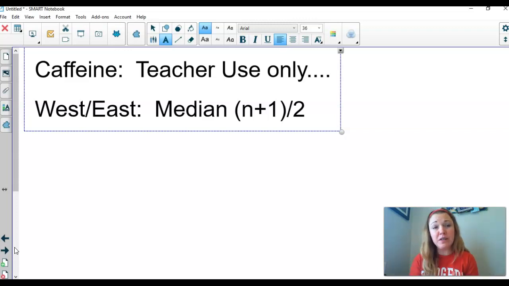The west versus east problem, the big one there that you need to remember is just how do you find that median in a histogram? You take the number of observations, you add 1 and then divide by 2, and that will help you as well. Okay, that should be it for hints on those. Any other questions, just let me know.